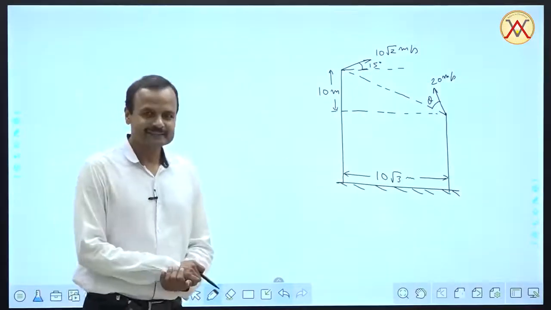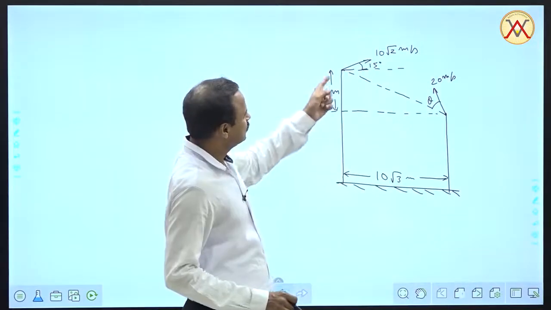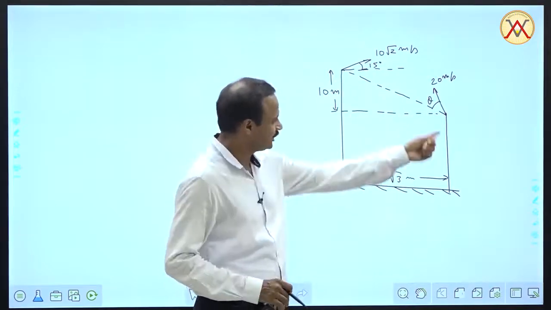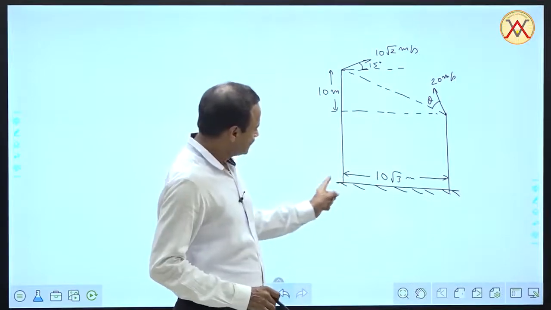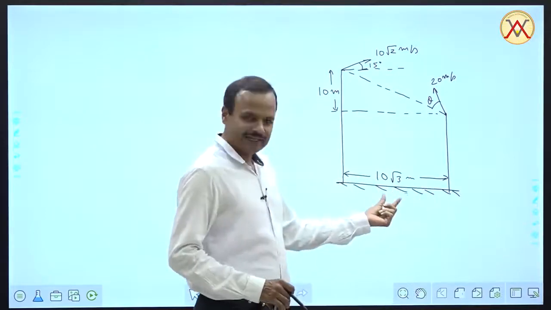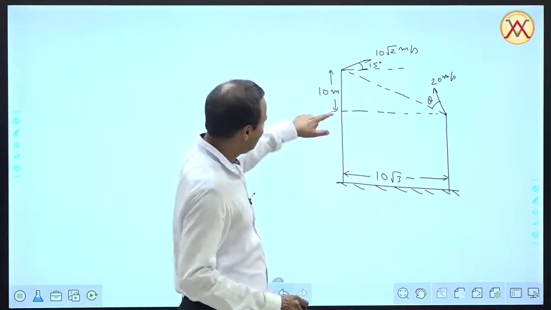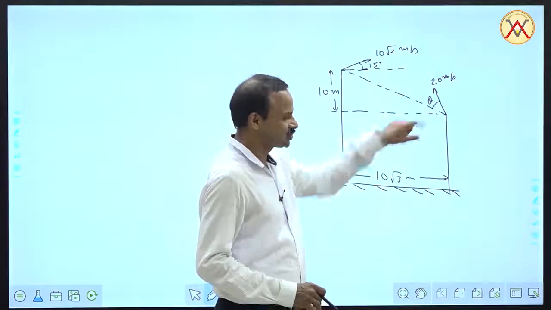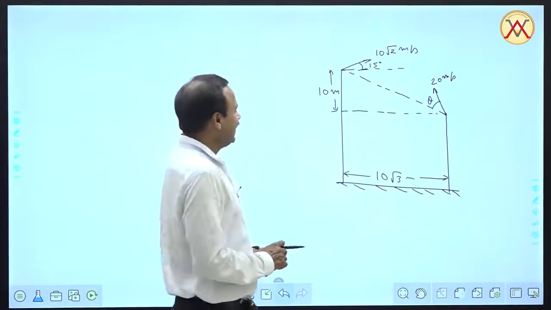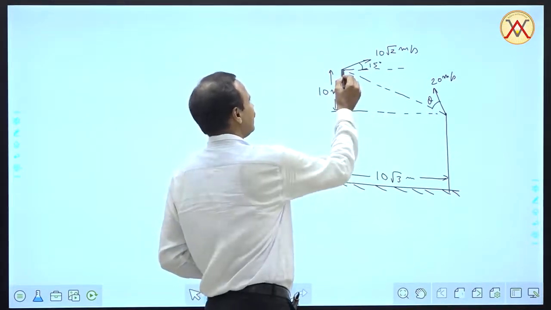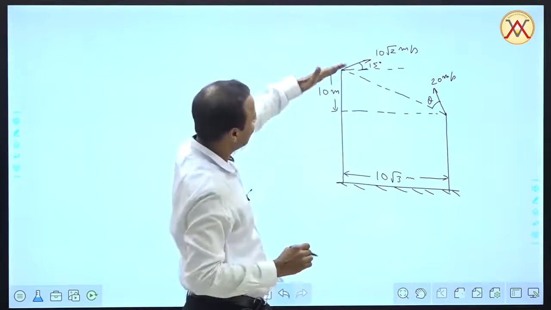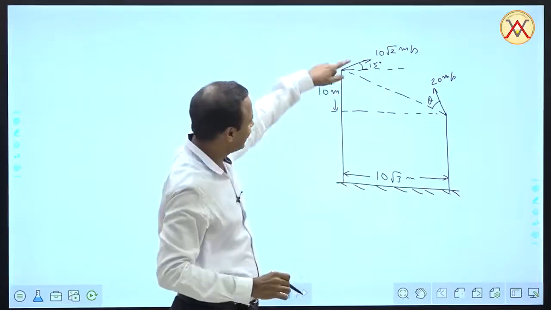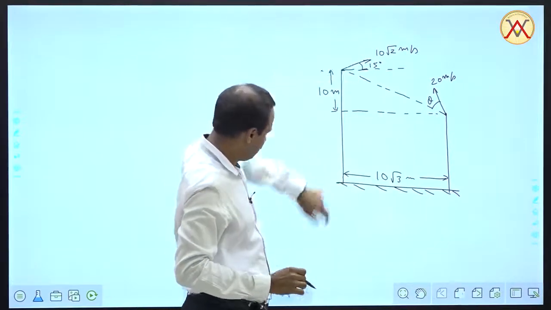Here in this example we have two projectiles being launched from top of these two towers. Separation between the towers is given 10√3 meter. Height of the taller one is 10 meter more than the shorter tower. The velocity of this projectile is known. It is launched at 10√2 meters per second, making an angle 15 degree above horizontal.